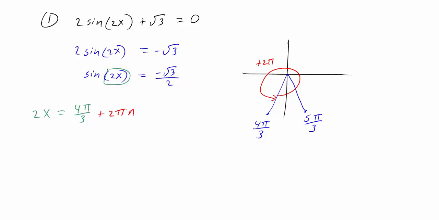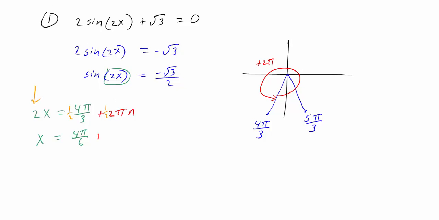Now, we need to get rid of the 2 over here because this is 2x is equal to 4 pi over 3 plus 2 pi n. So because this is multiplication, we're going to divide by 2. And if we divide by 2, we would be left with x equals. And if you have 4 pi over 3 divided by 2, that's the same thing as multiplying by 1/2. So therefore, we would end up with 4 pi over 6. Really we're thinking of multiplying here by 1/2, but we also multiply this piece by 1/2.